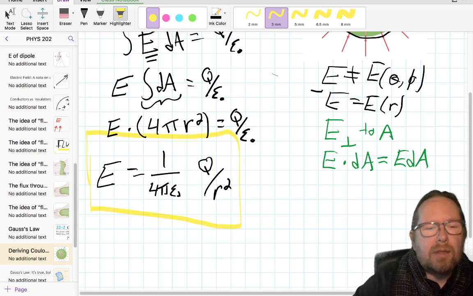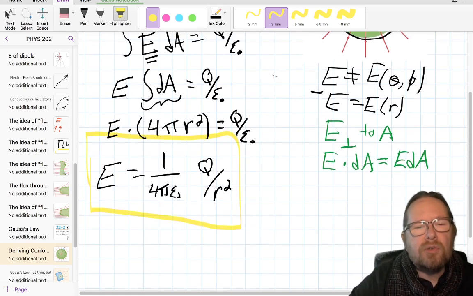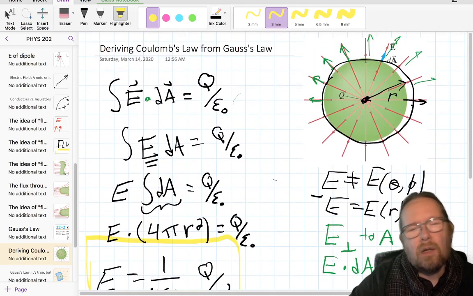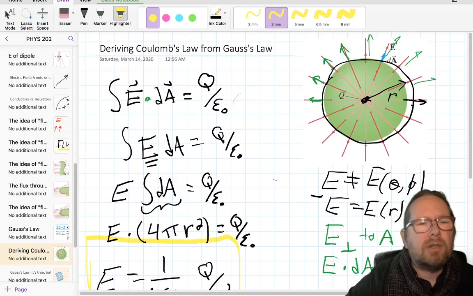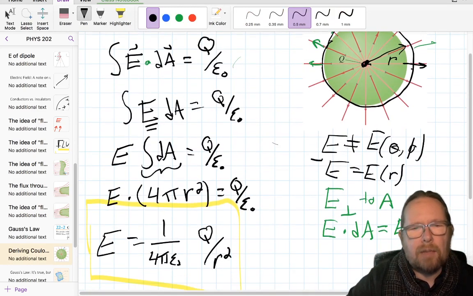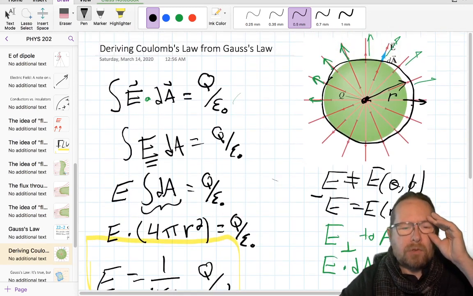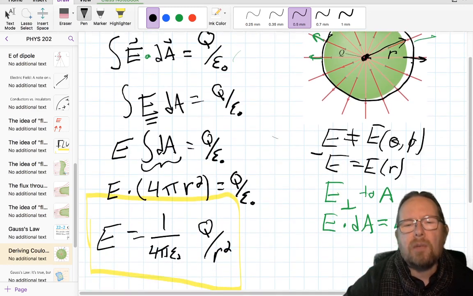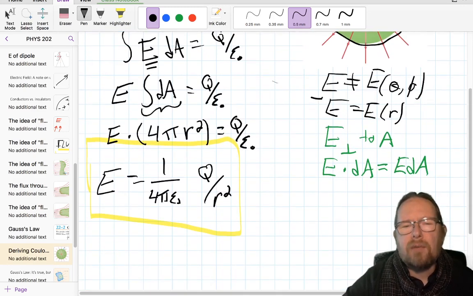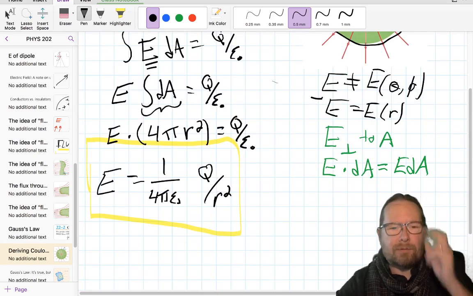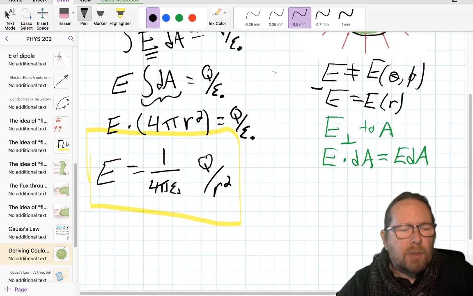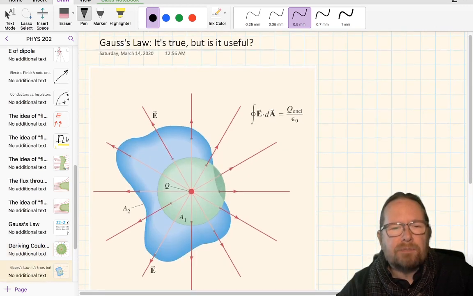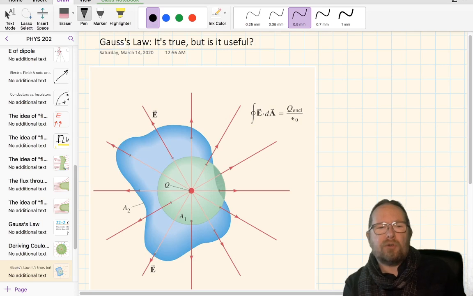So we haven't discovered anything new here. What we've done is use Gauss's law to confirm Coulomb's law, that Gauss's law is at the very least consistent with this expression for the electric field of a point charge. So go over that example in the book a couple of times until you understand it, until you understand these arguments about the symmetry of the electric field, the symmetry of the surface, and how they allow you to simplify the integration.